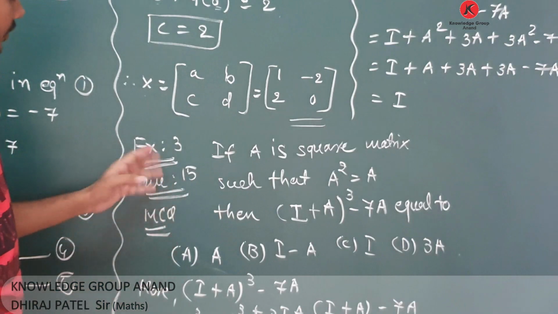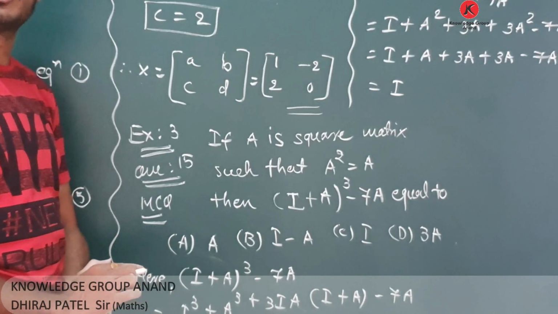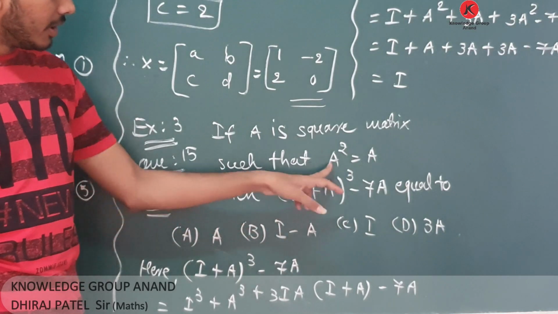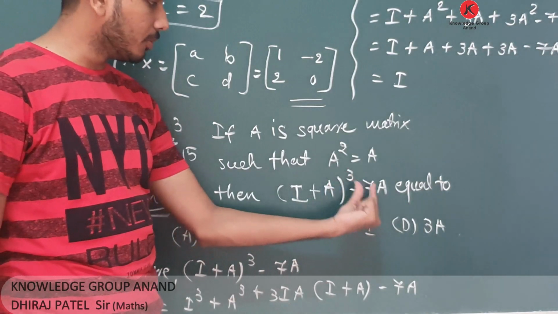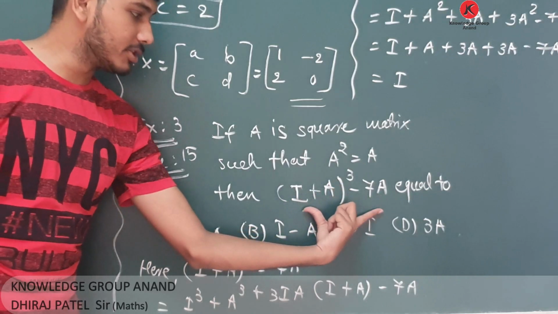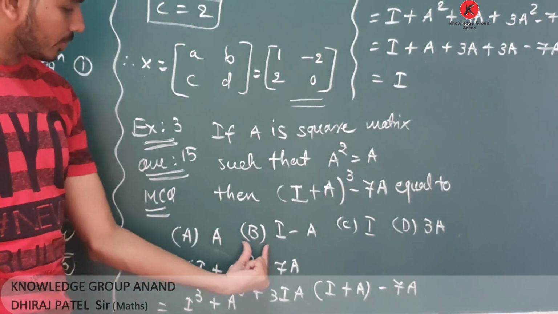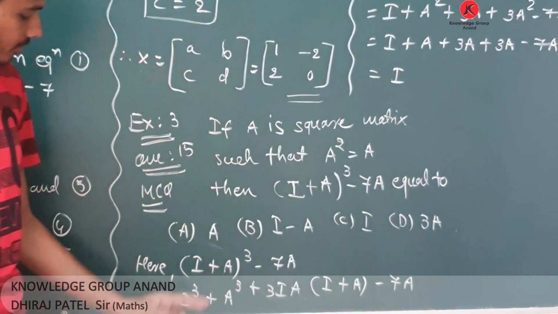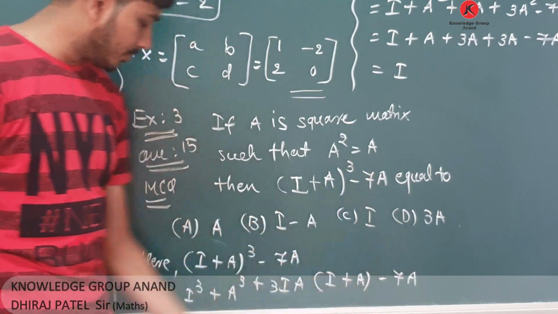Now, the important MCQ, exercise 3, question number 50 is in the form of an MCQ. If matrix A is a square matrix such that A square equals A, then (I plus A) whole cube minus 7A equals what? We have to calculate this. The options given are: option A, A; option B, I minus A; option C, I; and option D, 3A.